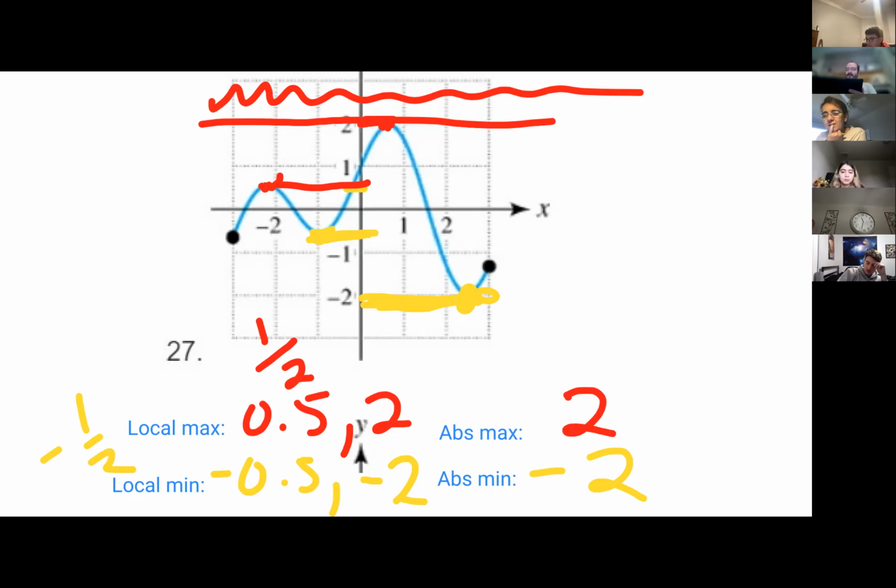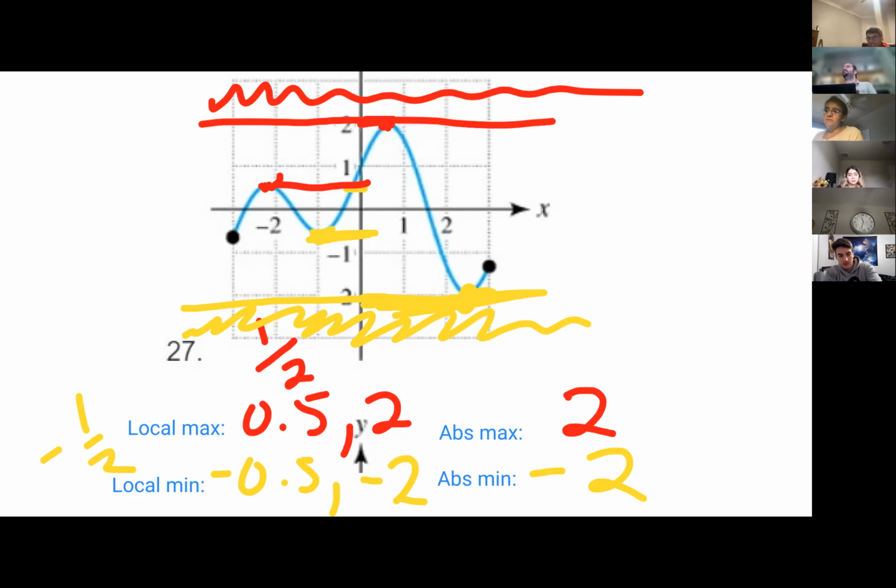If I turn around and I want my absolute min, this graph goes down to minus 2 and then it comes back up a little bit. So if we look at this minus 2, this graph does not go any further down here. That is the lowest point on the graph. So we're basically looking at the highest point overall and the lowest point overall. In this case, the lowest point is minus 2. That's my absolute min. Yep. Okay. Thanks so much.